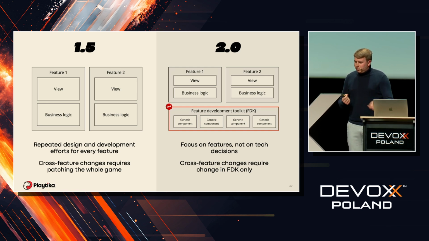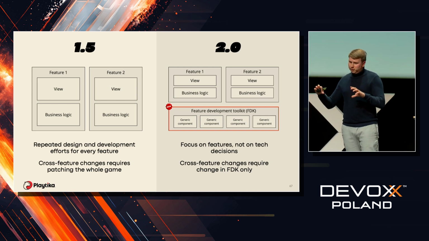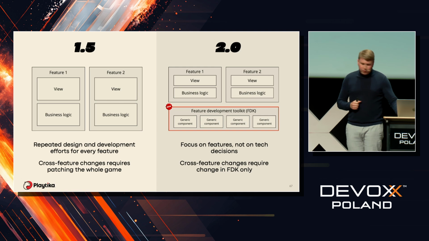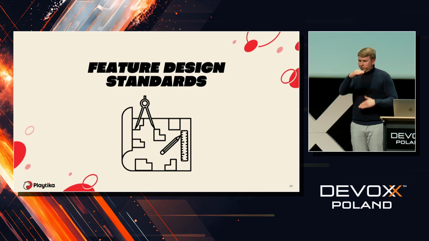In case we need to change some aspect which is implemented on the generic component layer, we don't have to go to every feature and patch it. So those are the context boundaries. We separated client and the server. We separated feature and the platform.